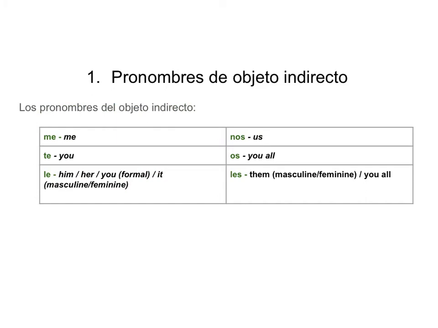So now what you're looking at is a chart of all the indirect object pronouns. You'll notice that they're very, very similar to the direct object pronouns with the exception of our third person singular and third person plural indirect object pronouns. So take a second to copy these into your notes, because in a minute here, we're going to compare these pronouns to the direct object pronouns.